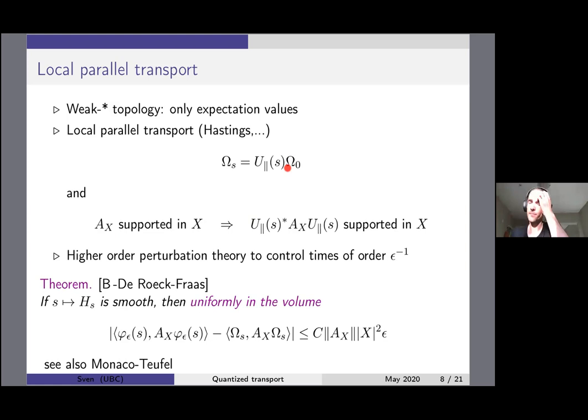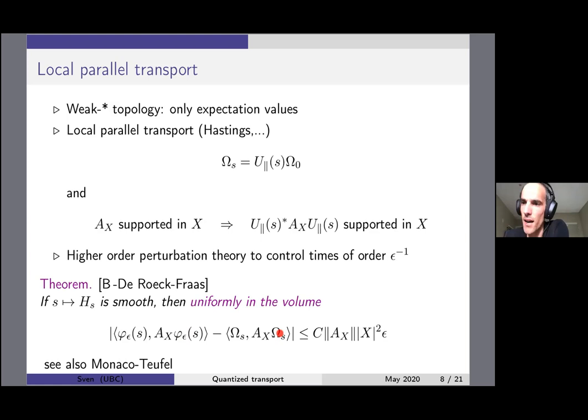And because you have a time evolution over very large times, of order epsilon to the minus one, a simple first order perturbation theory in epsilon will not suffice. You have to go to higher orders. This is a bit of a technicality. But eventually you manage to prove this theorem here, which I did with Wojciech De Roeck and Martin Fraas. Here you look at the difference of two expectation values. One is the expectation value of an observable in the driven state, the solution of the time-dependent Schrödinger dynamics. And you compare it to the expectation value of the same observable in the instantaneous ground state of the system. And you get a bound which is proportional to epsilon.